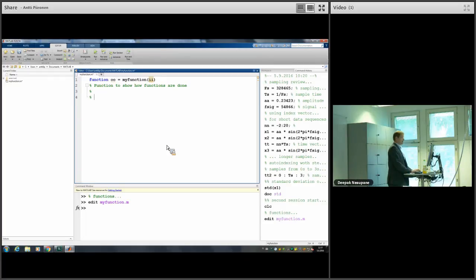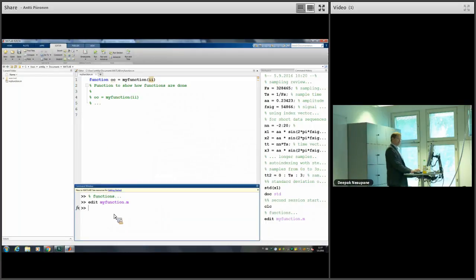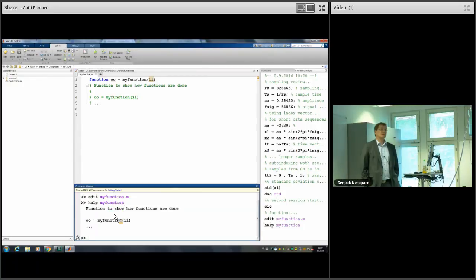Say output equals my function of input, and then you can put whatever description you want to. So the usage of the function. Save it, and then we can test it. I will test it by saying help my function. So it gives the first block of those comments, and the help of any M file will give that one as a help.